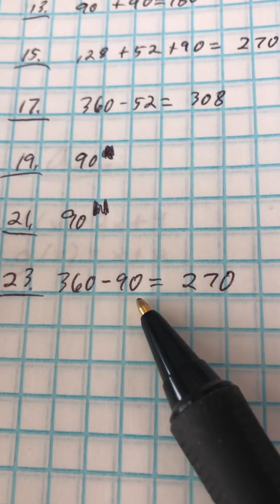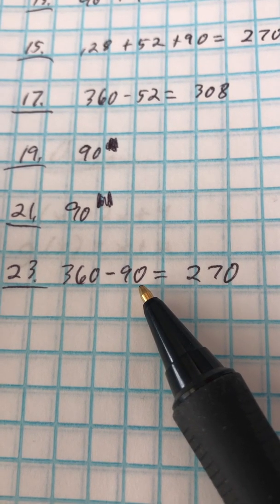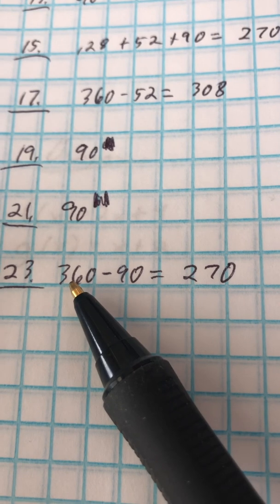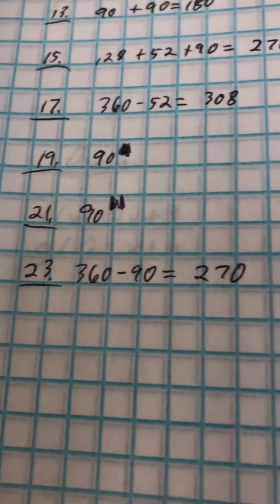23, the only thing that's left in 23 when we're looking for BCD is 90, so I take 90 subtracted from 360, which is the whole circle, and I'm left with 270. That was the easiest way to do that.